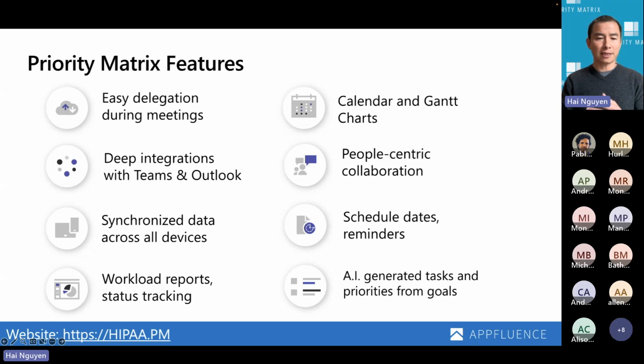We'll just schedule dates and reminders. And then there's workload report and status tracking as well. So these are some of the capabilities inside Priority Matrix that we'll go over.